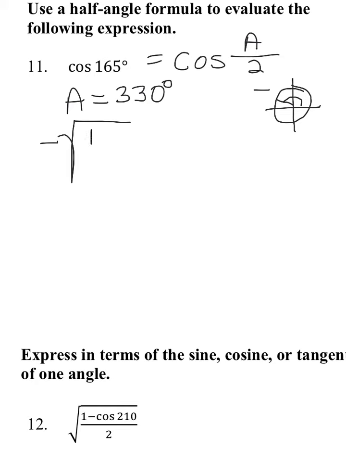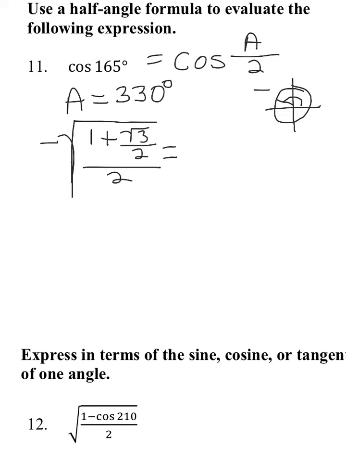And that is 1 plus the cosine of 330. So you have to look at your unit circle to see, what is the cosine of 330 degrees? If you look on your unit circle, you'll see that it's root 3 over 2. And all of that is over 2. Now notice that my radical is over the entire expression. So don't cut your radical short. If you do, you're going to end up with the wrong answer, okay? So negative radical over the whole thing, 1 plus root 3 over 2, over 2.